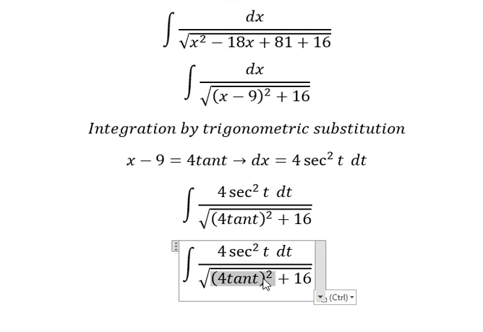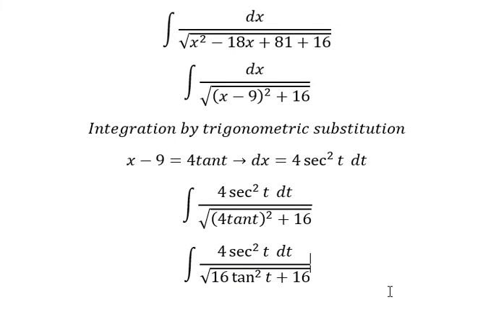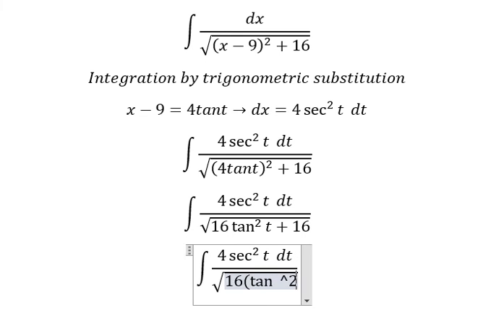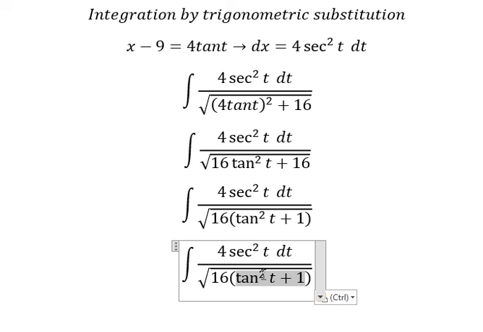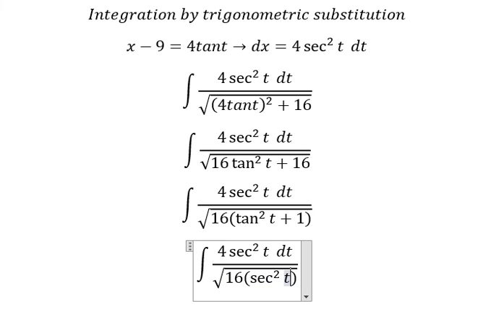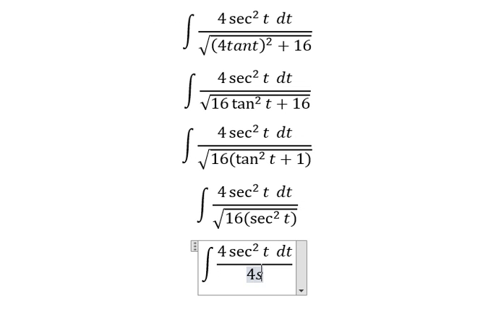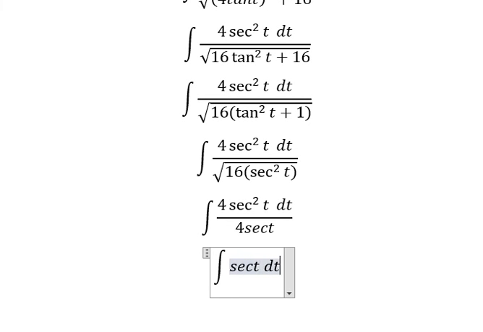So this one we have number 16 tan t square. Number 16, we can do factorization. Tan t square plus 1, we change by secant of t square. And this one we have number 4 secant of t. And now we simplify. We have secant of t dt.